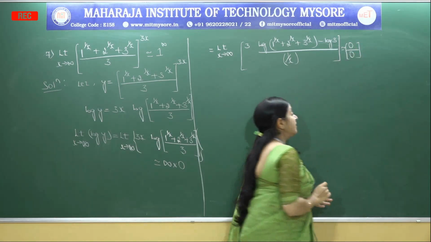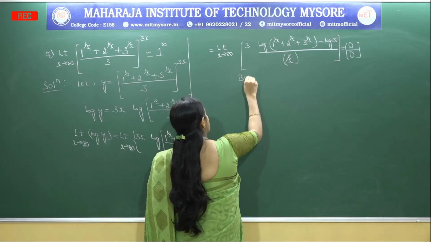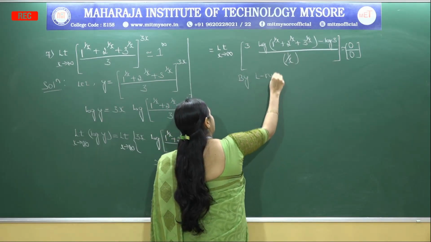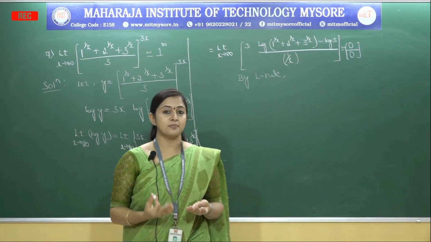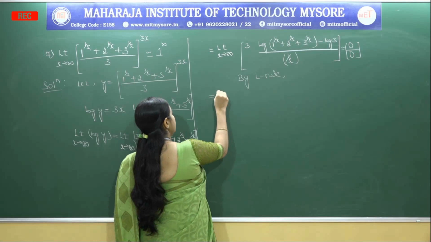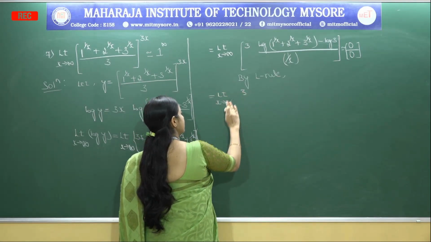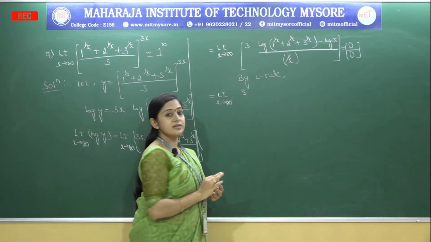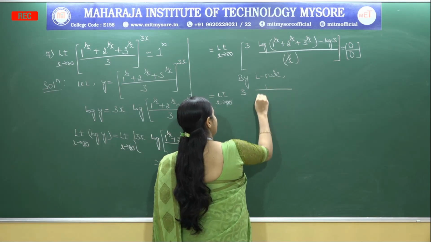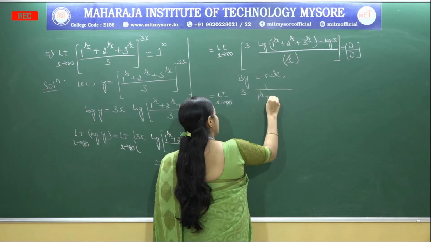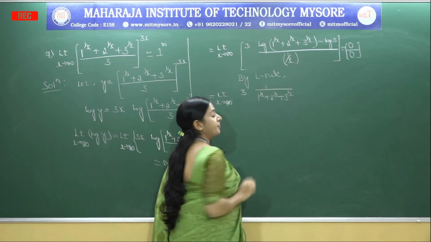So it reduces to a standard indeterminate form. You can apply the L'Hospital rule. Differentiate the numerator and denominator separately. So you will get the limit, keeping the 3 as it is. Log x differentiation is 1 by x, so we get the denominator 1^(1/x) + 2^(1/x) + 3^(1/x).